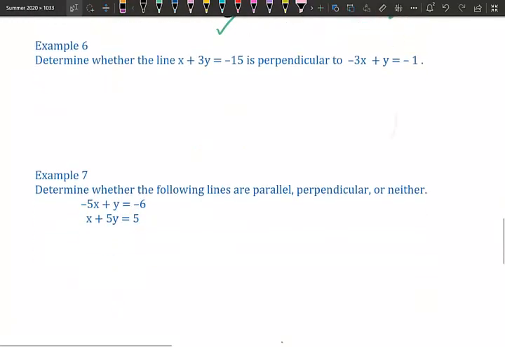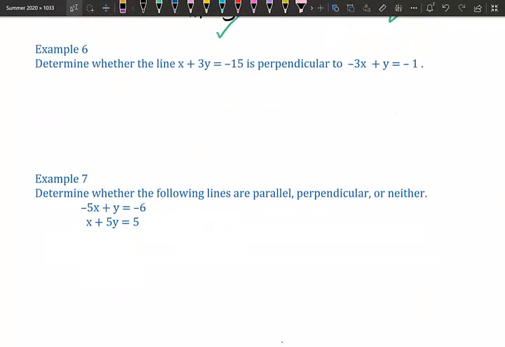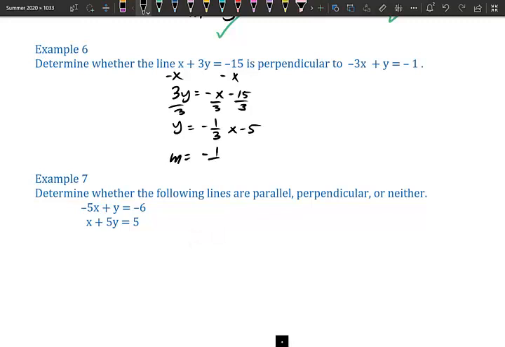Now let's determine whether these two lines are perpendicular. So we're going to basically do the same thing and compare the slopes. Alright, so for example 6, let's go ahead and find the slopes of each of these. So I'm going to subtract x from both sides. So we have 3y equals negative x minus 15, divide by 3. So we get y equals negative 1/3 x minus 5. So that means our m is negative 1/3.